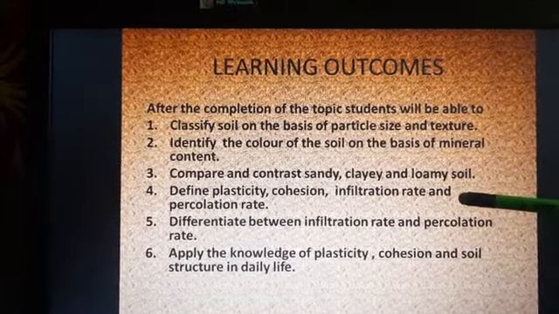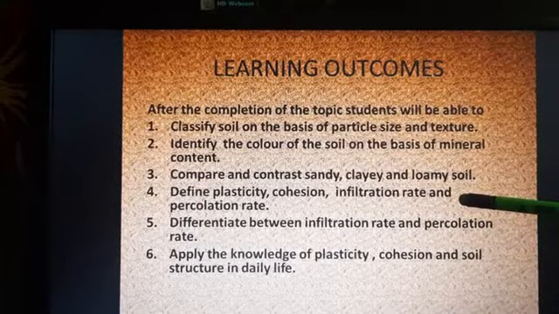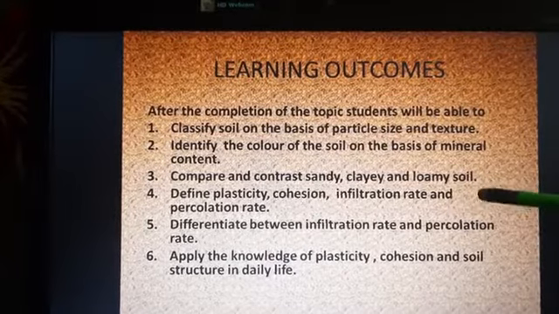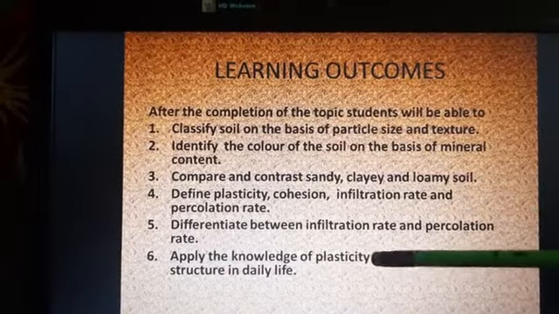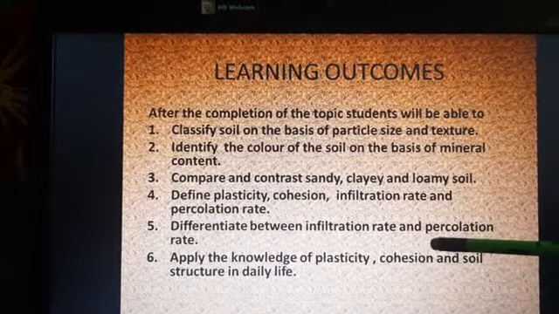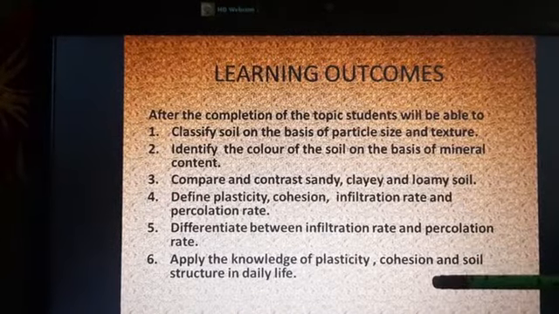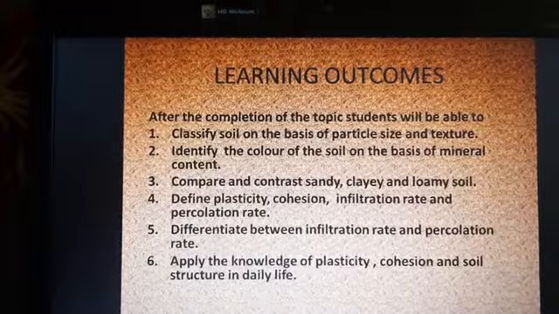Define plasticity, cohesion, infiltration rate and percolation rate. That means you will get to know about different kinds of phenomena which are occurring in the soil. Differentiate between infiltration rate and percolation rate. And last one, you can apply the knowledge of plasticity, cohesion and soil structure in your daily life.